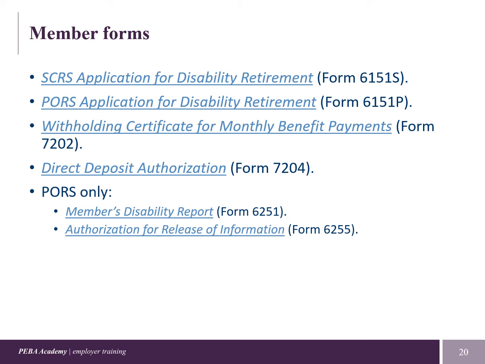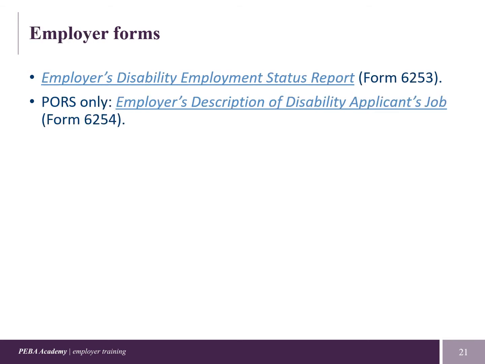Additionally, disability retirement applicants must complete Form 6251, Member's Disability Report, and Form 6255, Authorization for Release of Information. Employers of disability retirement applicants must also complete Form 6253, Employer's Disability Employment Status Report, and for PORS applicants, Form 6354, Employer's Description of Disability Applicant's Job.